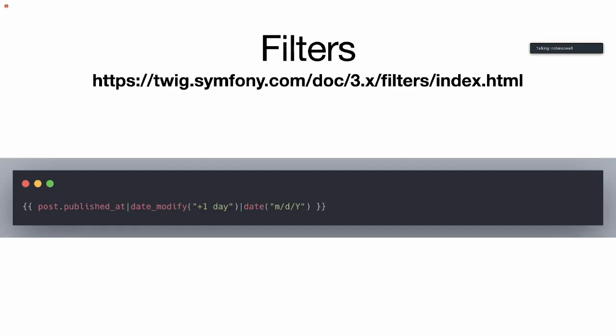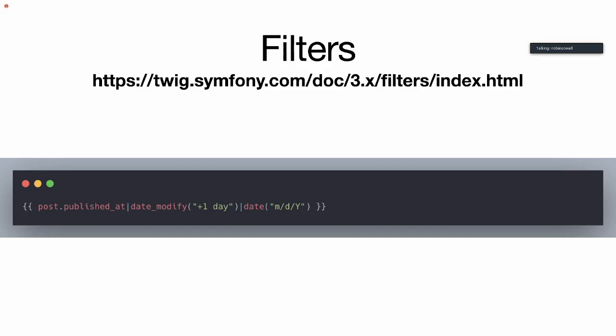So you've got tags, you've got functions, you've got filters. Filters should look really, really familiar to you. Filters will take, so if you've got post published out, right? Say that's an entry date. Filters are EE modifiers, if that makes sense. So in this case, you're saying, hey, take the publish date, add a day to it, and format it in month, day, year. That's all it is.